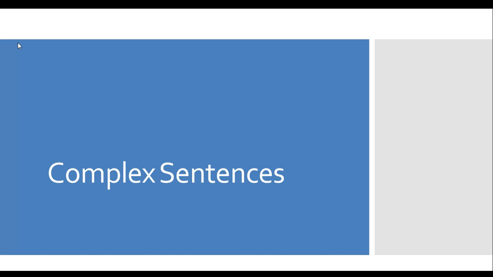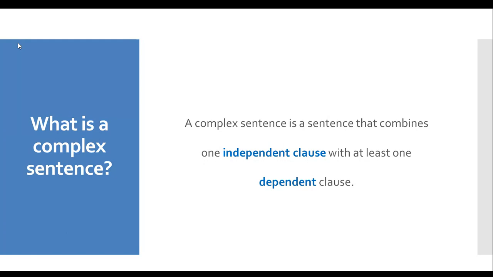Hi, I want to teach you today about complex sentences. What is a complex sentence? A complex sentence is a sentence that combines one independent clause with at least one dependent clause.